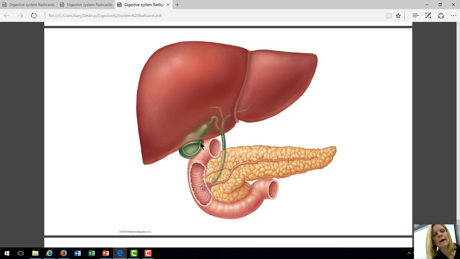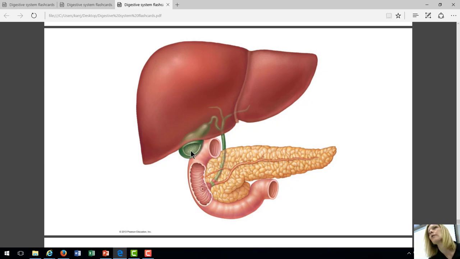So the job of the liver and the gallbladder is to release bile. But the gallbladder only stores the bile. So it doesn't make the bile, it just stores it. About 30% of the bile produced by the liver is stored in the gallbladder. Most of it comes from the liver.